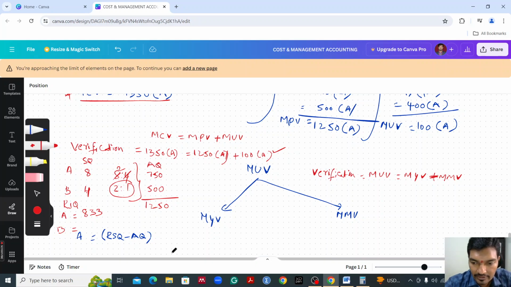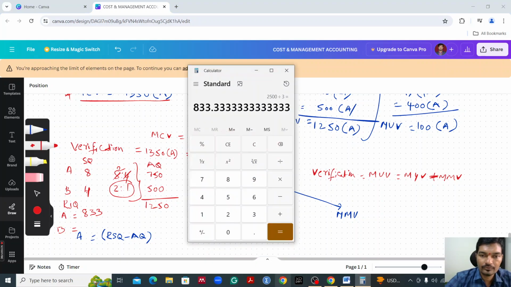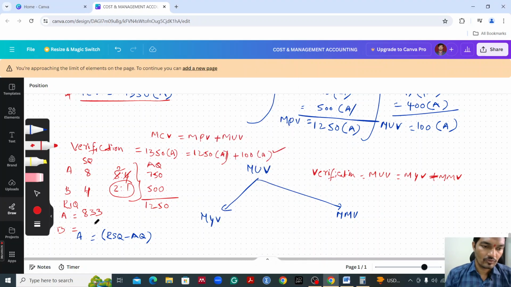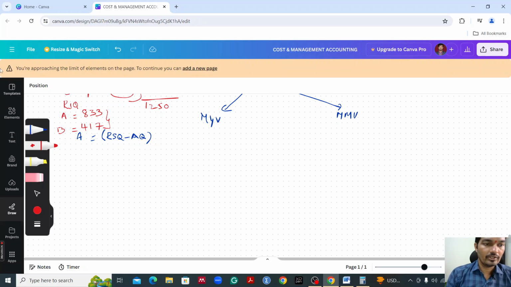Then on the other hand, for the total value, RSQ, 1250 into 1 by 3, 416.66, we can consider it as 417. These are the revised quantities for material A and B. Now we'll come back to the formula. The revised standard quantity for material A.